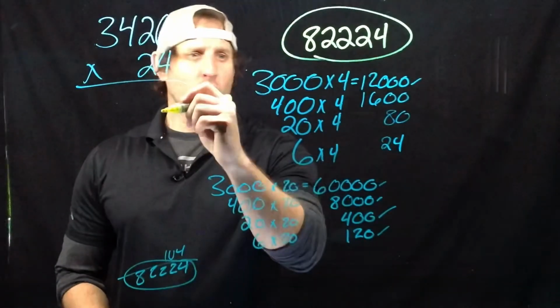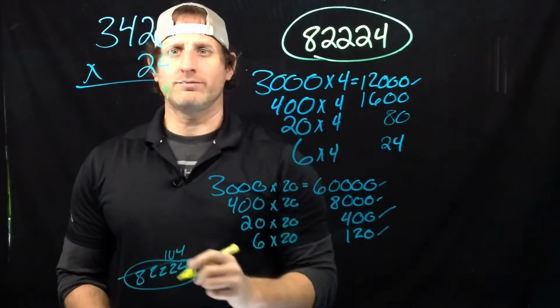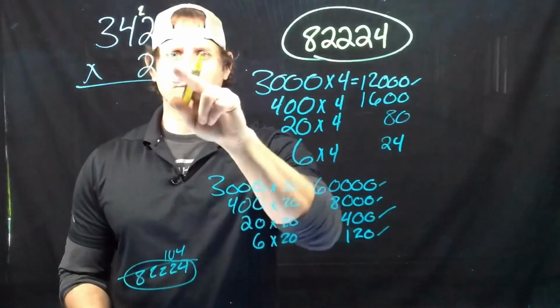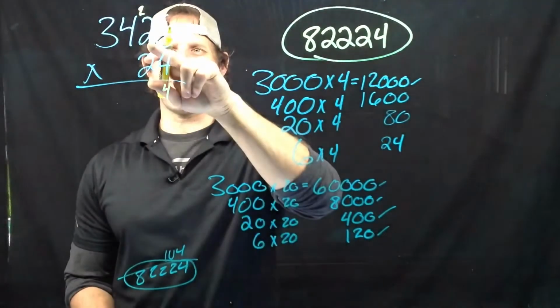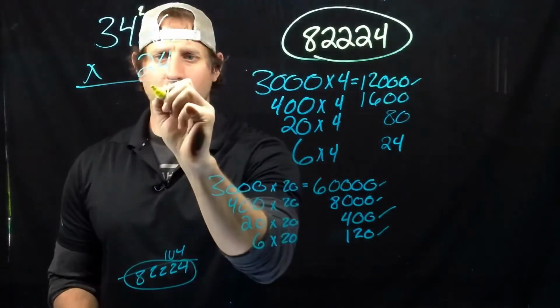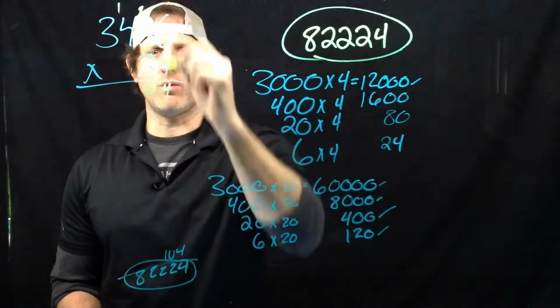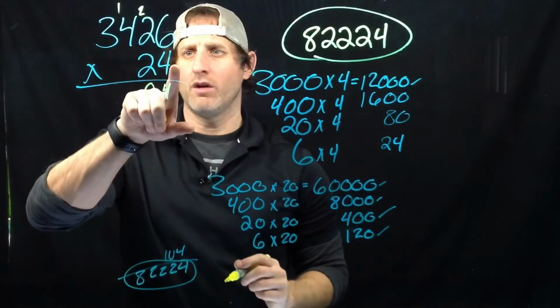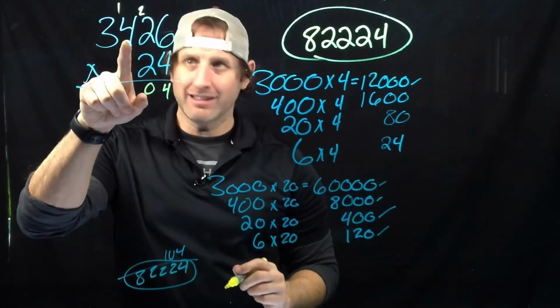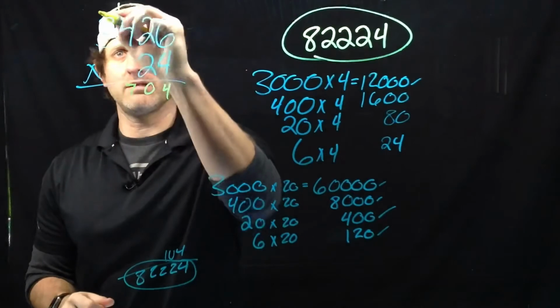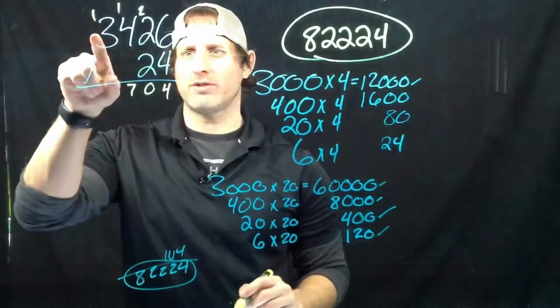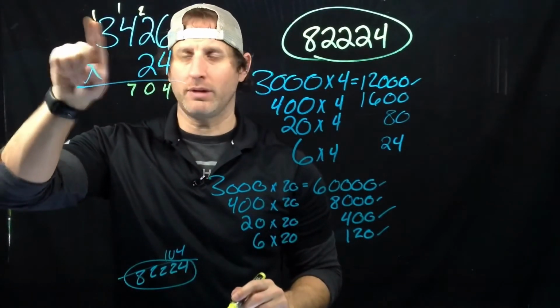What we have here is 4 times 6, which is 24. Carry the 2. 4 times 2, which is 8, plus 2, is 10. Carry the 1, because it's 10. 4 times 4 is 16, plus 1 is 17. Carry the 1. 4 times 3 is 12, plus 1 is 13.